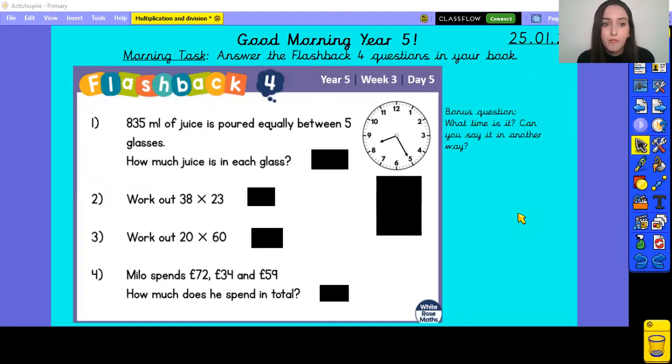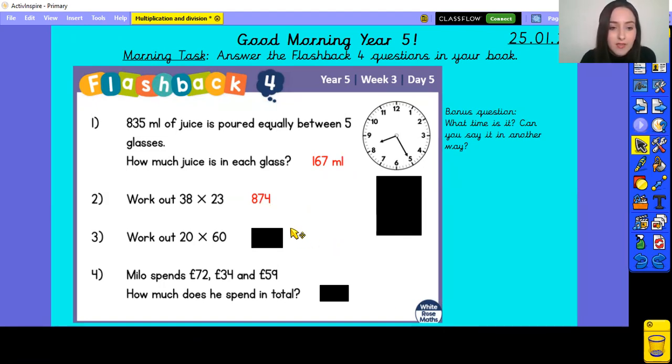So question 1. 835 millilitres of juice is poured equally between 5 glasses. How much juice is in each glass? So you should have done 835 divided by 5 and got 167 millilitres. Okay, question 2. 38 times 23. The answer is 874, and you could have used column method to calculate that.